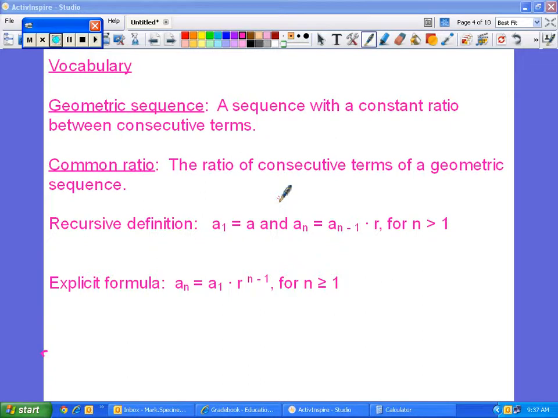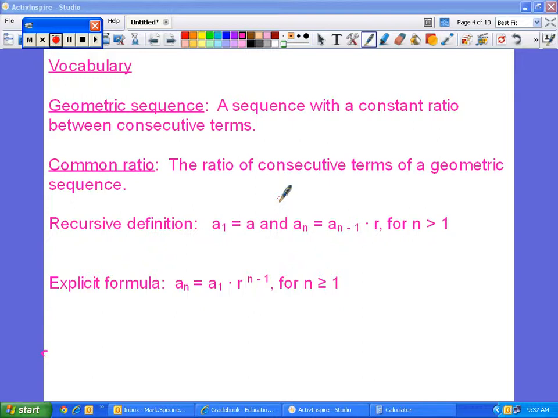Okay, so we've spent the last couple of days looking at arithmetic sequences. Today we're going to focus on geometric sequences. Arithmetic and geometric sequences have similarities, but of course they have differences. Otherwise there'd be no point in studying them if they were exactly the same.